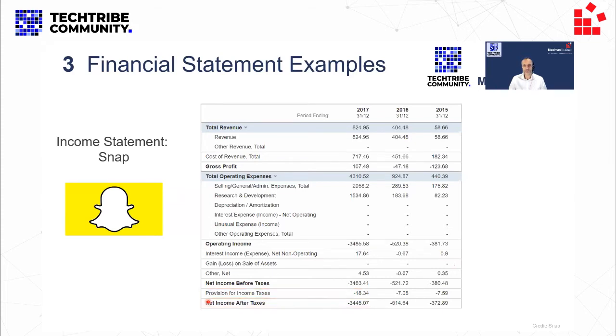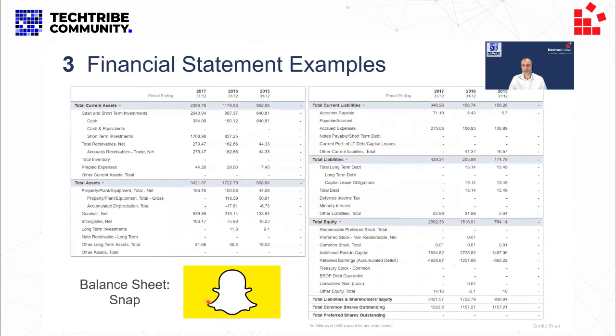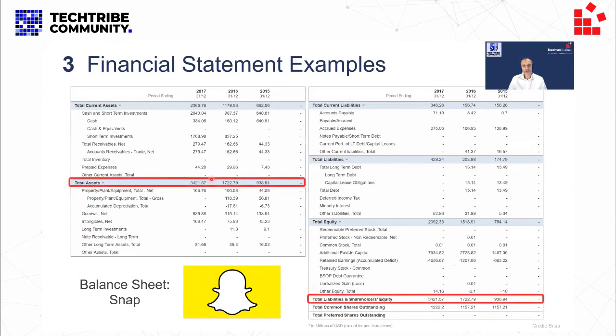So if we move on to the balance sheet for Snap, on the left-hand side here, we have the assets. On the right-hand side, we have the equity and liabilities. What we see is that total assets of 3.4 billion is equal to total liabilities and equity. The sum of liabilities and equity is 3.4 billion. So you can see that their balance sheet balances.